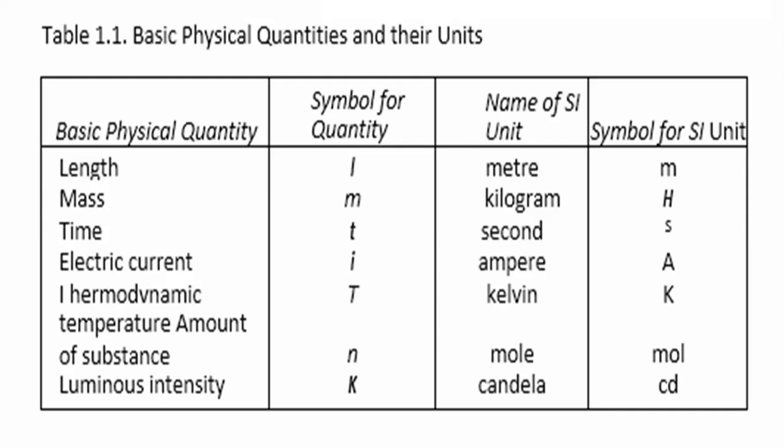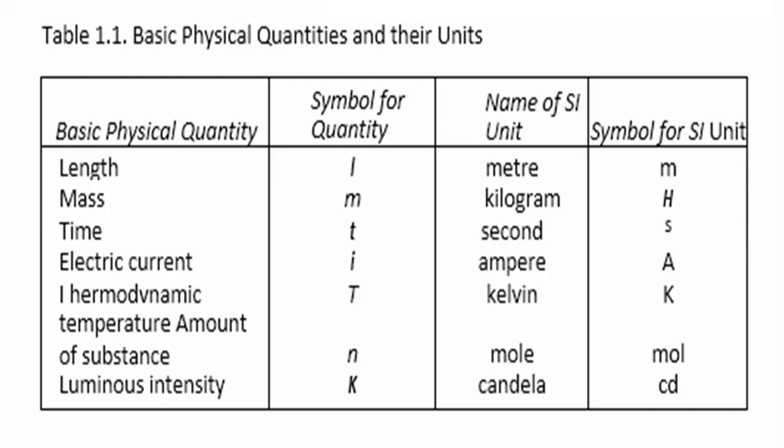The 7 basic units are here. Here there is a table to show you all the 7 basic units. The first one is length. Then comes mass. Then we have time, electric current, thermodynamic temperature, amount of a substance, and luminous intensity. So these are the 7 basic units.